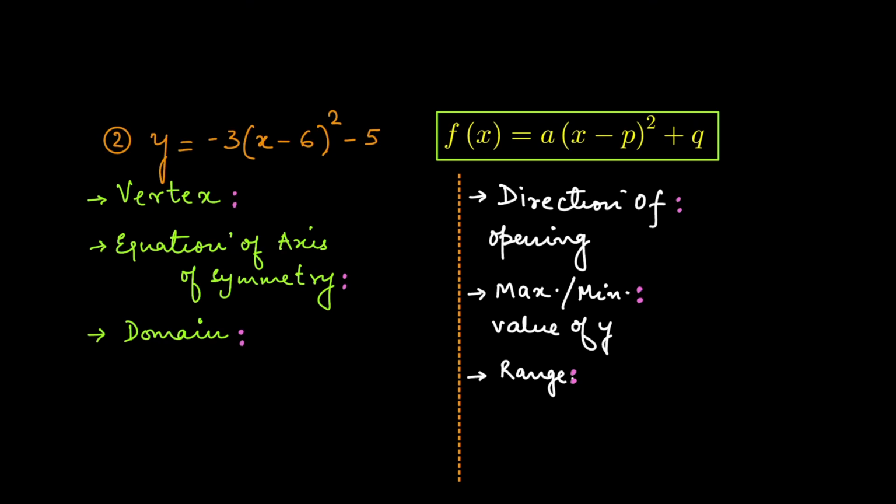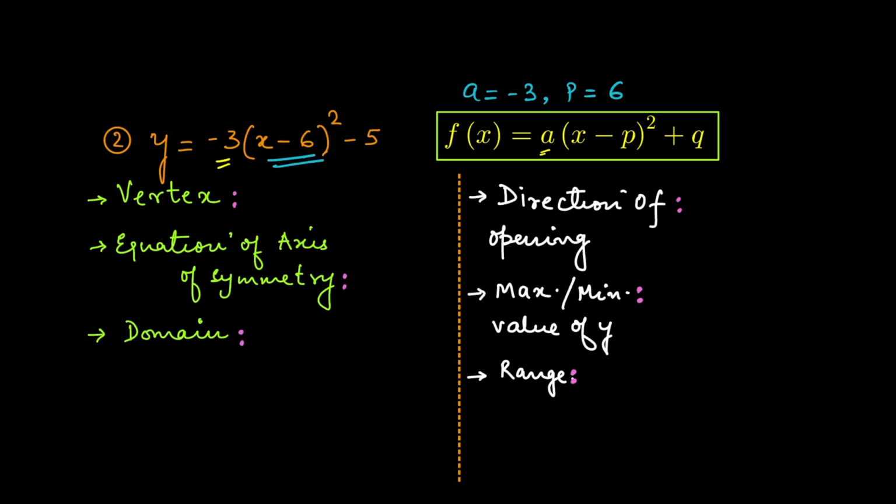Now example 2. In this again there is a quadratic function given and we relate it with this one. The A value here, if we compare, is minus 3. So we write the values here, A is minus 3. If you compare these two, P will be 6. We always just remember that P will be taken with the opposite sign of this one. This way it is easy to remember. If it is minus 6, we'll take it as 6. If it was plus 6, then we would have taken it as minus 6.